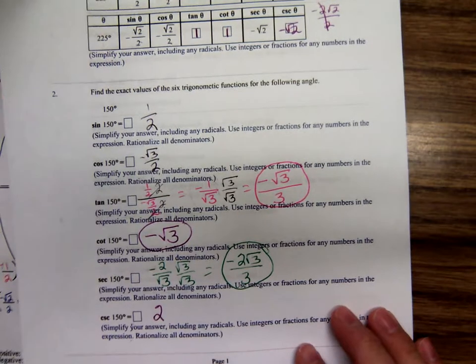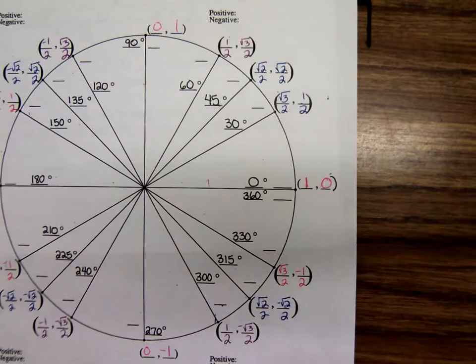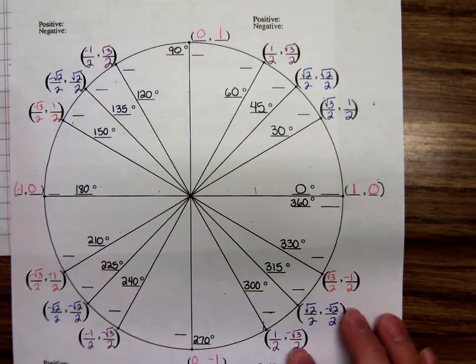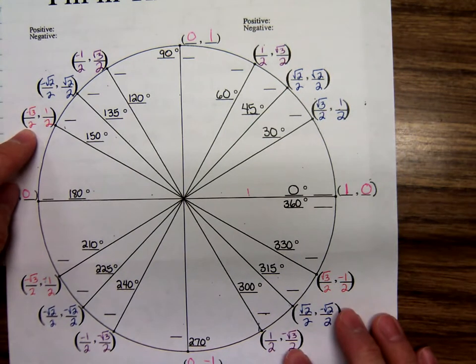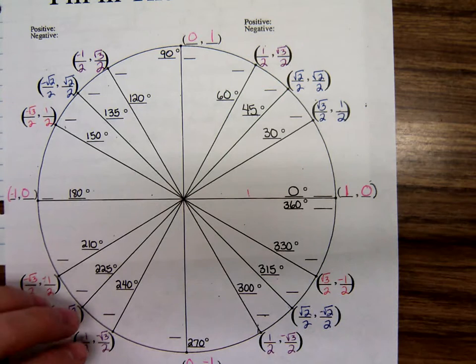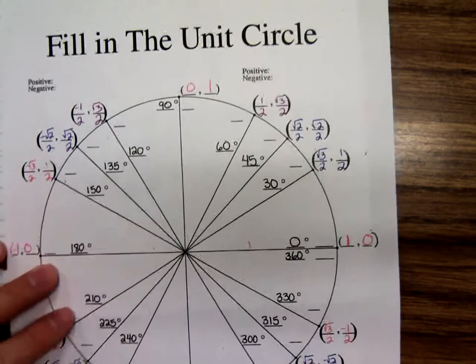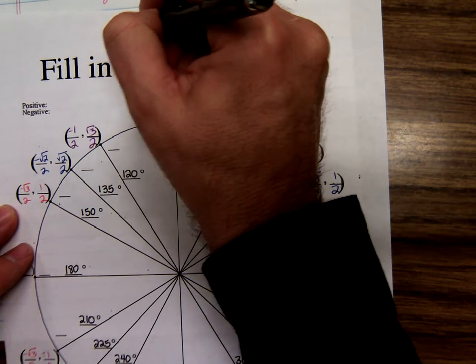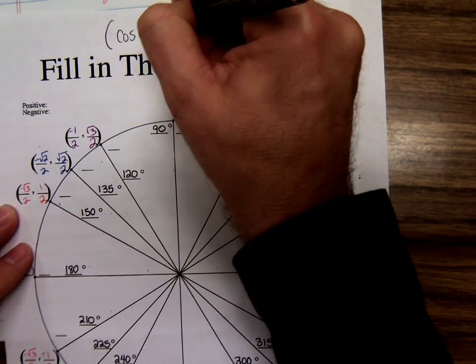The key is on the unit circle, the x coordinates are the cosine value, the y coordinates are the sine value. Let me go ahead and make a note of that. They're in this order: cosine theta, comma, sine theta. They're alphabetical.